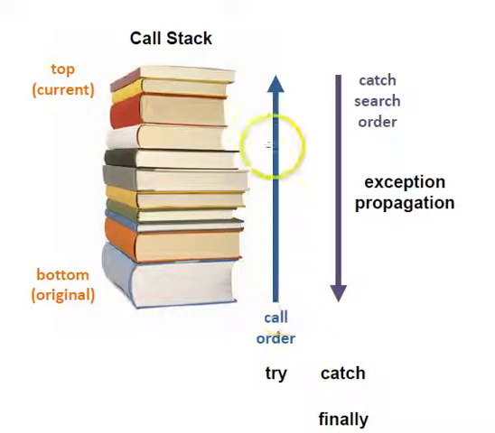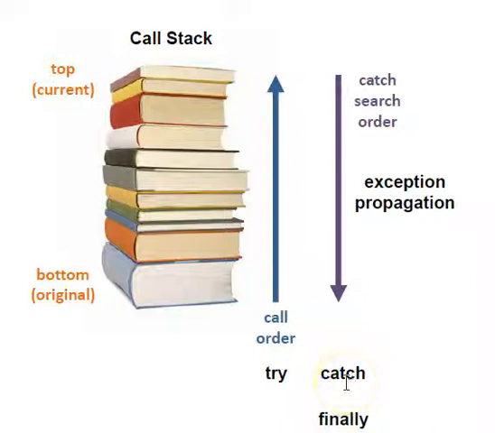So the call order goes this way, and if an exception occurs somewhere in the call stack, then the runtime reverses back down trying to find a catch handler to handle the particular exception that was thrown. So the search for a catch handler proceeds back the other way, and the first one it finds that can handle this exception will be given the execution to run. This is called exception propagation.